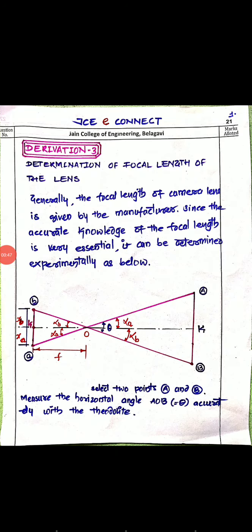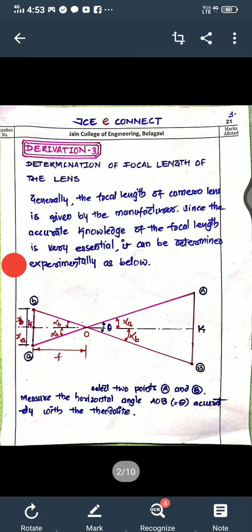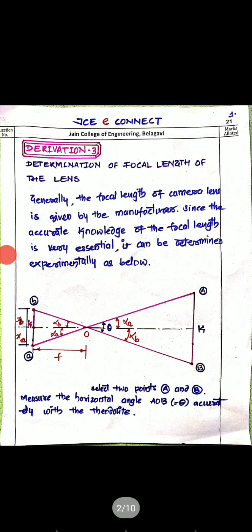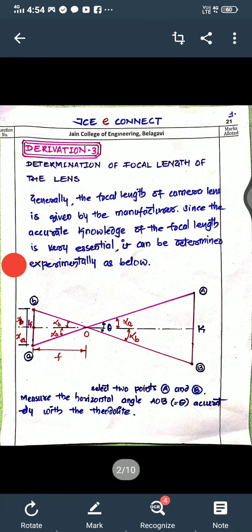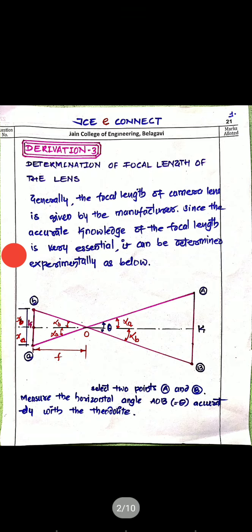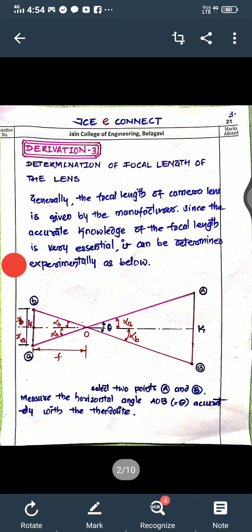As I said, this is the third derivation, and here we are going to determine the focal length of a lens. This experiment can be carried out by taking the theodolite and sighting two objects and then projecting the same on the negative, and you know that on the negative it will be a reverse image. So we do the analysis from the exposure station O with respect to the negative and the real objects on the ground. Generally the focal length of a camera lens is given by the manufacturer, but since accurate knowledge of the focal length is very essential, it can be determined experimentally as below. Then I have shown a figure.